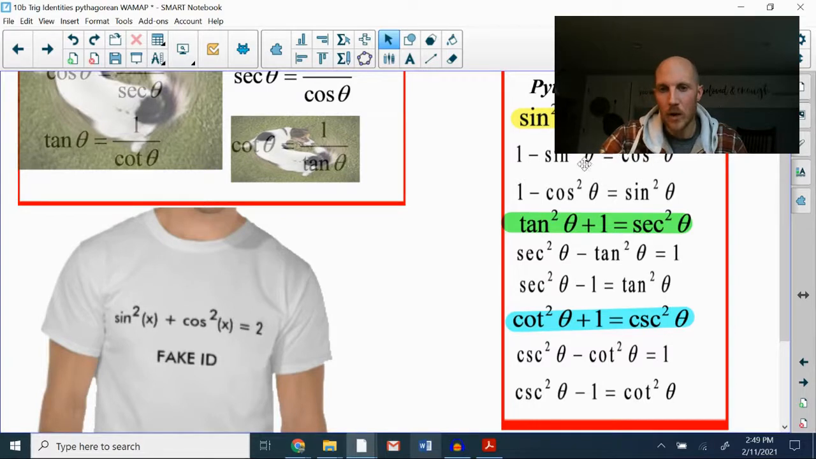But then underneath the yellow highlighting, the next 2 are that same set of terms, but rearranged for different terms to be isolated. And then in the green highlighting, tangent squared of theta plus 1 equals secant squared of theta. Okay, so that's like the next Pythagorean identity iteration. And then underneath that, I have the other versions of that where different terms have been isolated. And then same thing for the last one here in blue, cotangent squared of theta plus 1 equals cosecant squared of theta. And underneath that are the different versions where I've algebraically rearranged to isolate different terms. Okay, that is your task for today.